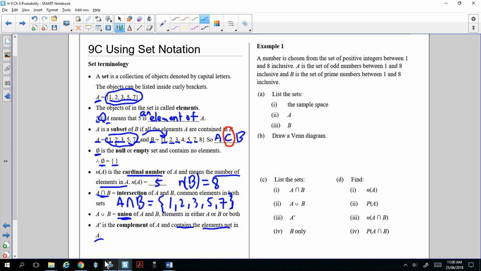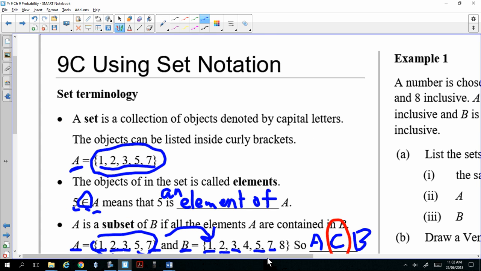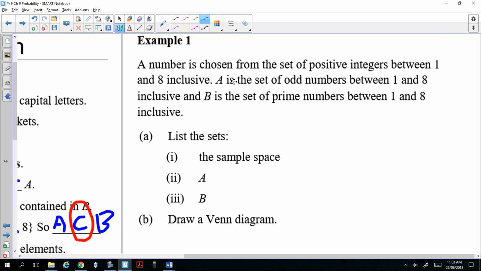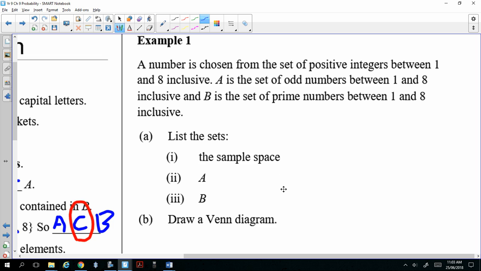All right, example 1. A number is chosen from a set of positive integers between 1 and 8 inclusive. A is the set of odd numbers, 1 to 8 inclusive, and B is the set of prime numbers, 1 to 8 inclusive. List the sets, the sample space. The sample space is the numbers chosen from 1 to 8. So the whole set is 1, 2, 3, 4, 5, 6, 7, 8.